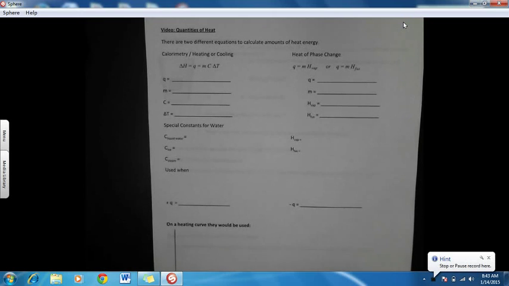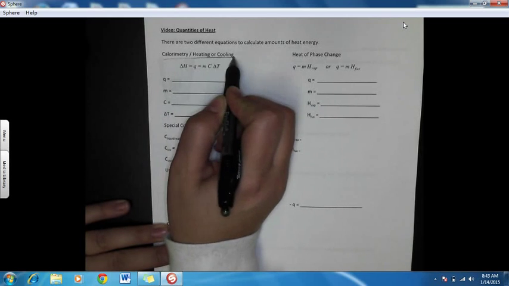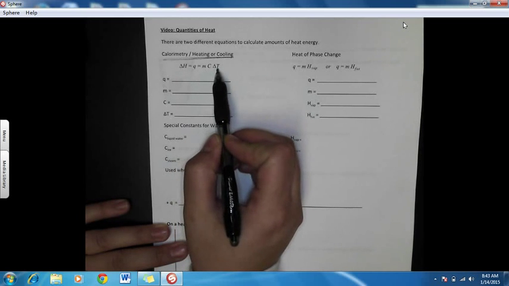Okay, today we're going to talk about quantities of heat. There are two different equations to calculate the amount of heat. One way is using calorimetry, where we're heating and cooling, meaning we're changing the temperature. We use Q equals mc delta T.